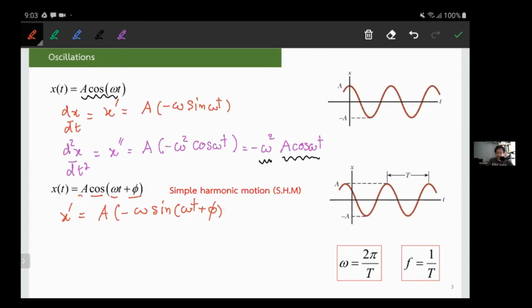Okay, so that's nice. I haven't done anything much. I can do it one more time. X double prime. Okay, A is constant. I haven't touched it. I keep negative omega there. Derivative of course of sine is cosine. And when I do the chain rule, I get extra omega out. So it's omega square in the front. Very good. And then I can rearrange this: negative omega square A cosine omega t plus phi.